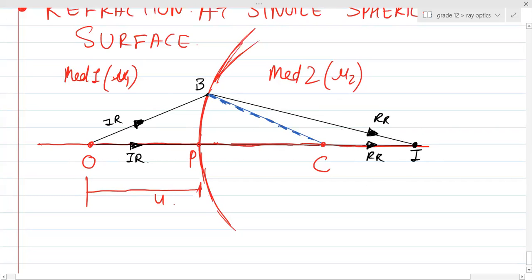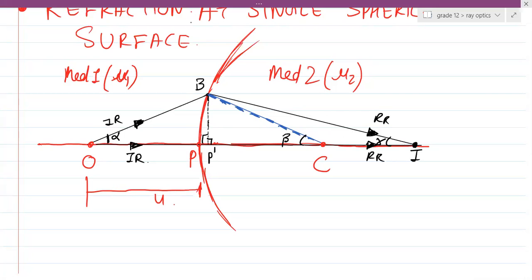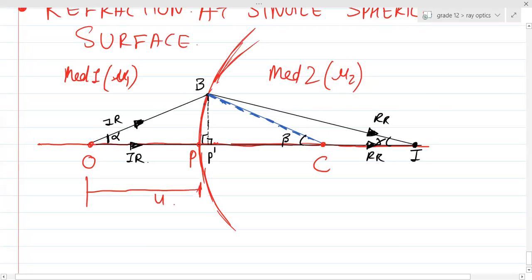Now, first thing first, do you remember this thing is exactly the same as spherical mirrors? I'll drop a perpendicular from B at point P dash. Everyone can see the perpendicular, right? Now, if I say the angle made by the object, this angle is alpha, this is beta, and this is gamma. Do you remember alpha, beta, and gamma? Alpha was basically the angle made by the object, beta was the angle made by the normal, and gamma was basically the angle made by the image. Yes or no, people?